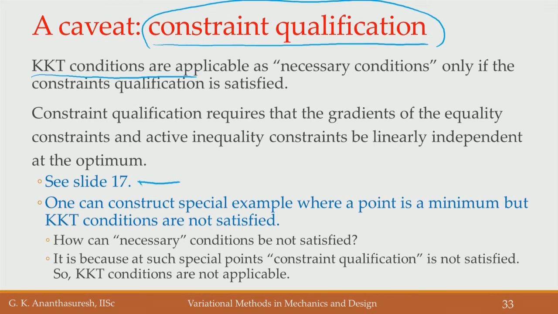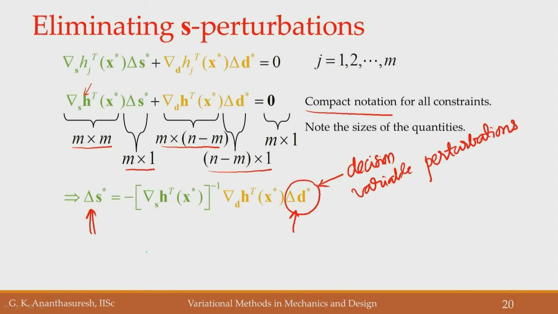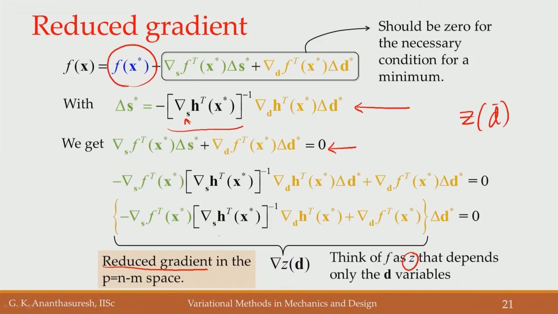So, for that reason actually we have to go back to slide number 17 of the previous lecture, which we will quickly go at number 20, not 17. So, delta S star we are expressing in terms of delta D star, where we had the inverse of a matrix. Inverse of a matrix cannot always be done, right. What if this matrix, which is an m by m matrix here, what if it is singular? We cannot do that, right. So, that is constraint qualification. We say that gradients of the equality constraints must be linearly independent, then the m by m matrix will not be singular, we can take the inverse. Okay. So, that is basically constraint qualification.